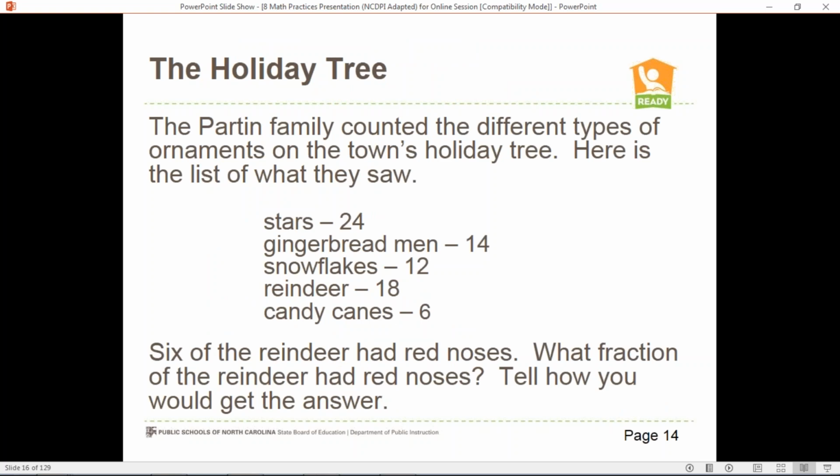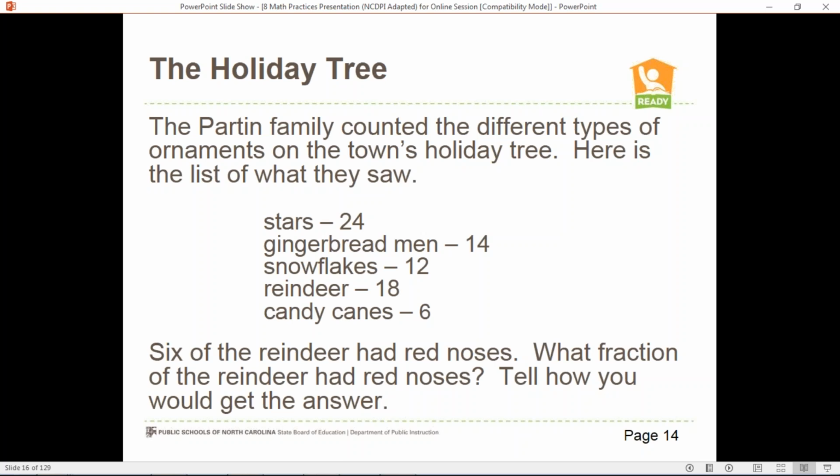So one example of this, right, and we're going to look at this in a couple of different ways here, is to present the same problem, right, but with different questions over time. And so, see, this one's called the holiday tree. So we have this family, and they count the types of ornaments on the town's holiday tree, and they see those different things: stars, gingerbread men, snowflakes, reindeer, candy canes. And so we ask them some questions. We might be in the middle of a fraction unit, or we might just be trying to set kids up to talk about this. So we might ask a question like this: 6 of the reindeer had red noses. What fraction of the reindeer had red noses? And then how would you get that answer?